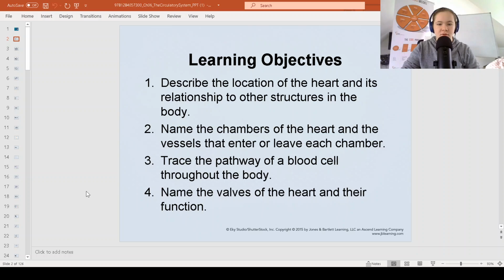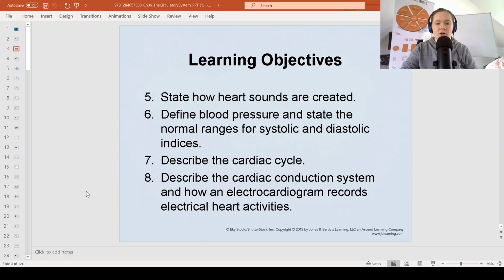Learning objectives. Describe the location of the heart and its relationship to other structures in the body. Name the chambers of the heart and vessels that enter or leave each chamber. Trace the pathway of a blood cell throughout the body. Name the valves of the heart and their function.